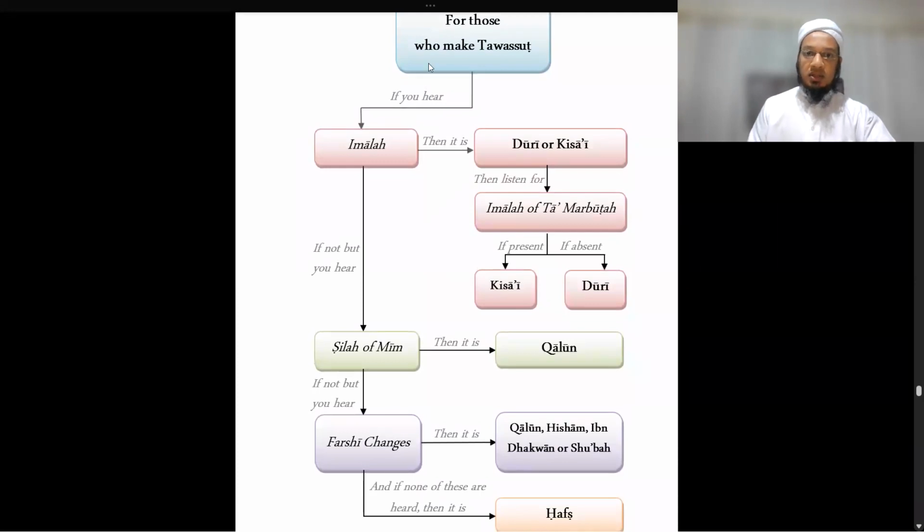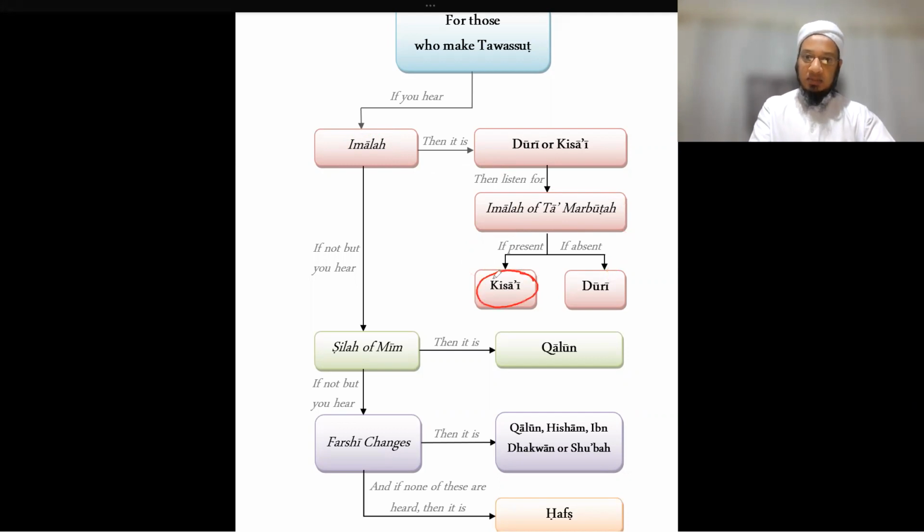So now looking at those that make tawassut, you've heard that application in the qira'ah. Now you look further. If we hear imala being applied with tawassut, that means it is either Duri Basri or Kisai. That is one of the 3 categories of the Watul Ya, the Watul Ra, or the Ra Maksura, Mutatarrifa. But now if you hear imala being applied in the ta marbuta as well, when making waqf on it, then that means that it is Kisai. And if you don't hear that, then that will be Duri Basri.